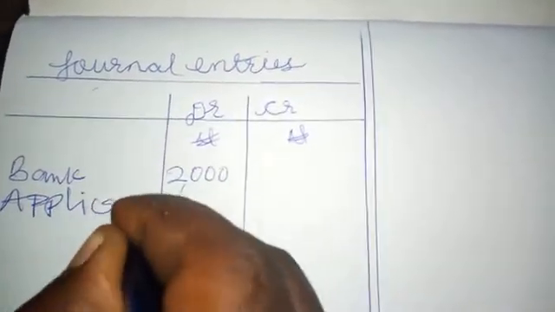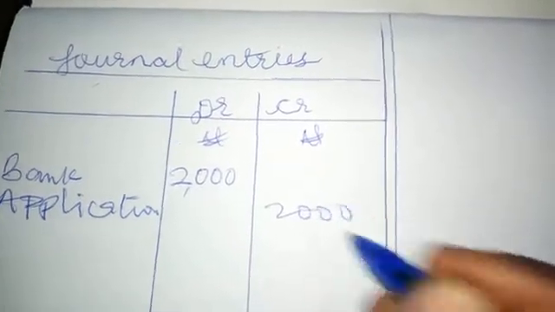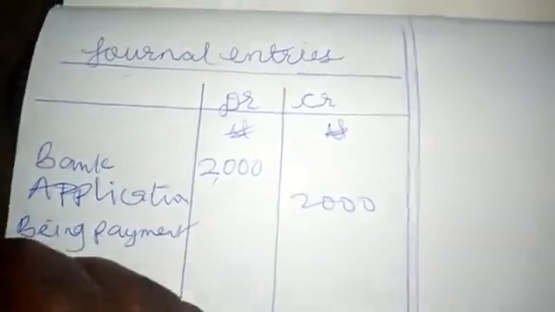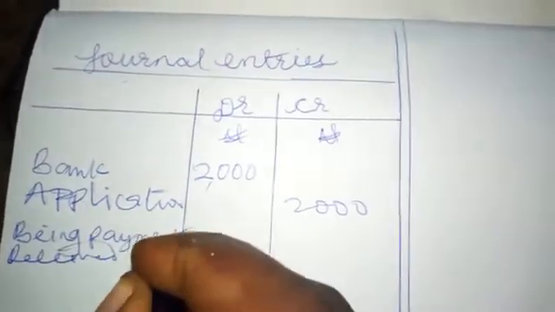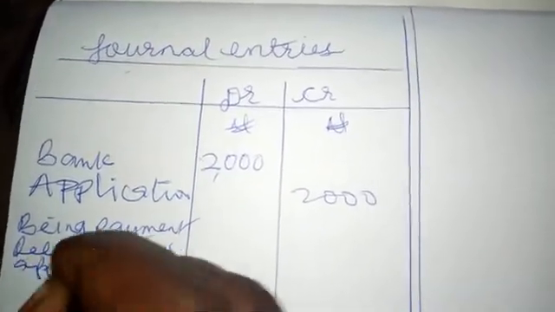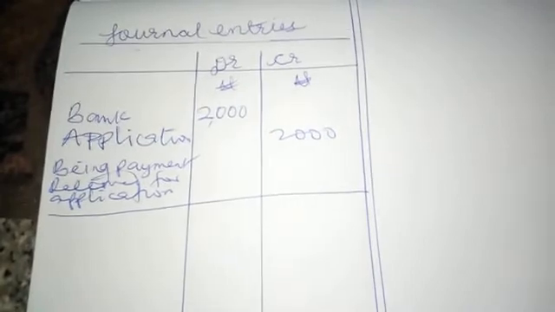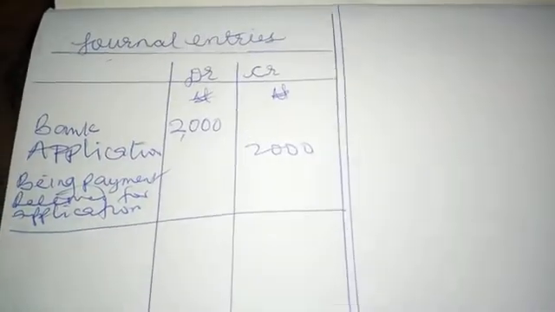If you can recall your principle of double entry well, for every debit entry there must be a corresponding credit entry. So if the bank is receiving, then the application is the one giving. So you write application here, 2,000 naira. What is the reason for this transaction? You write, being payment received for application. You are done with this one. Remember that bank received the money, you debit it. Application is giving out the shares, you credit it.